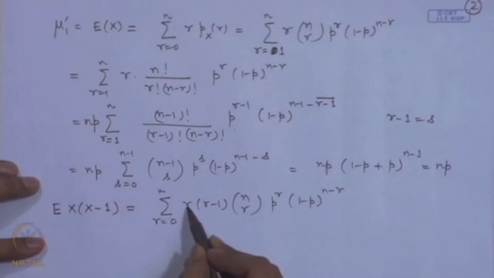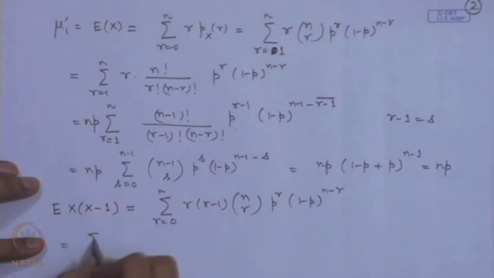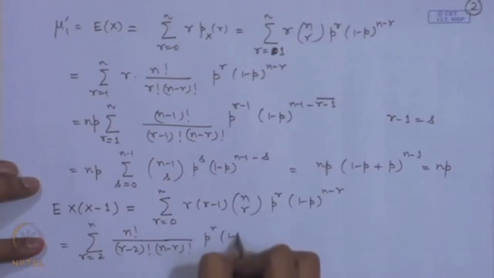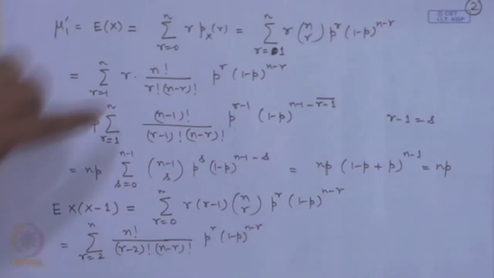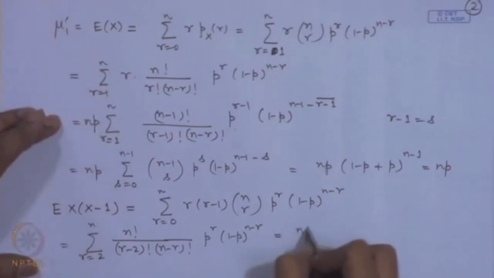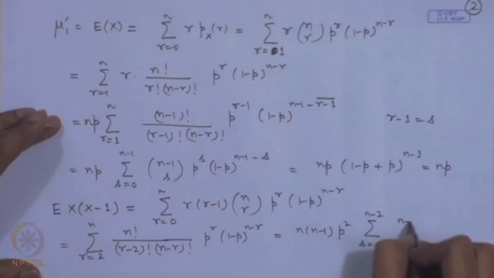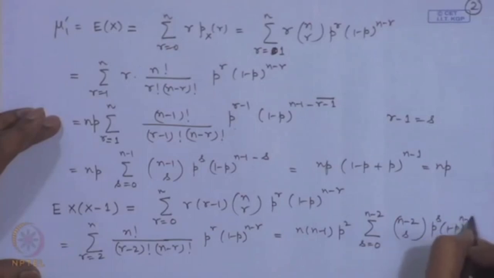Once again, you notice here that corresponding to r is equal to 0 and r is equal to 1, this term will vanish. So, we can write it as r is equal to 2 to n, n factorial divided by r minus 2 factorial, n minus r factorial, p to the power r, 1 minus p to the power n minus r. So, if we follow a scheme similar to this, we can express it as n into n minus 1, p square, sigma s is equal to 0 to n minus 2, n minus 2 c s, p to the power s, 1 minus p to the power n minus s.